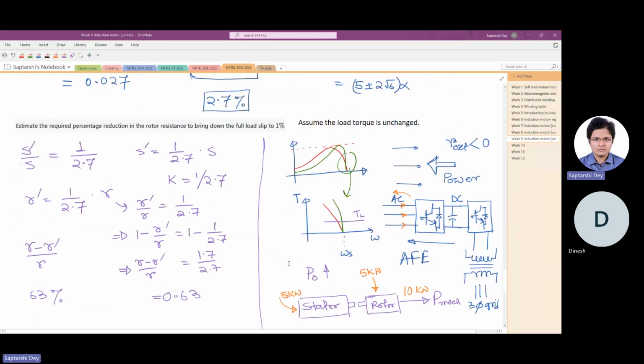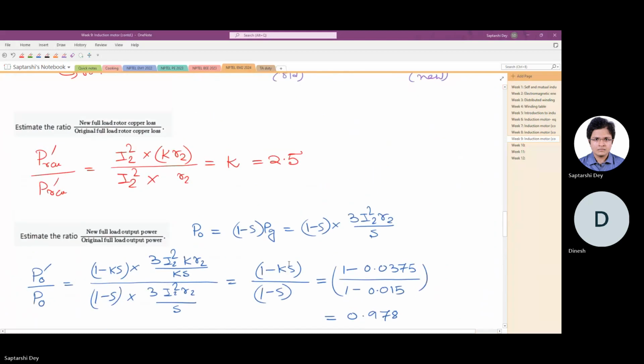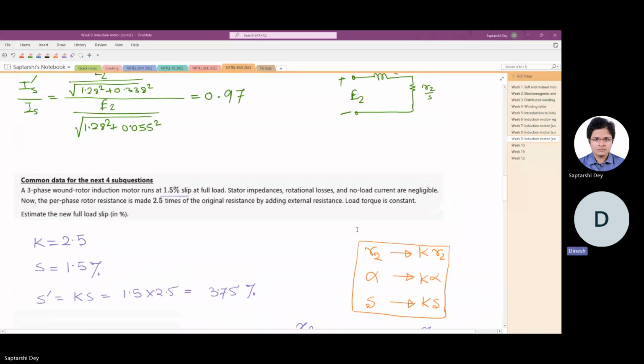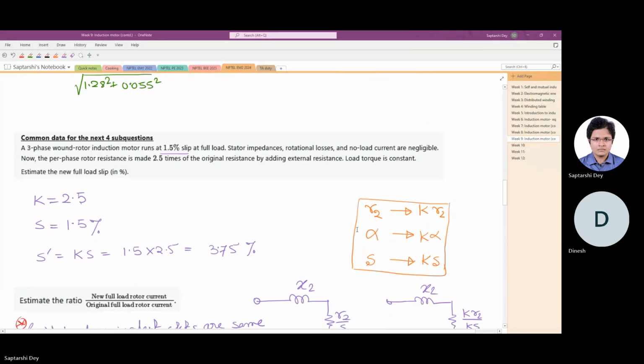Ratio of copper loss in this problem. What did we have in the problem? Let us read the problem once again. The three-phase slip-ring induction motor runs at this much slip at full load.